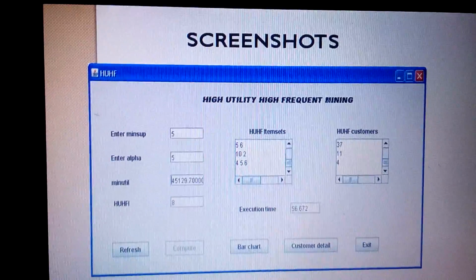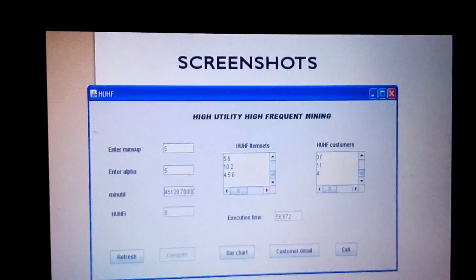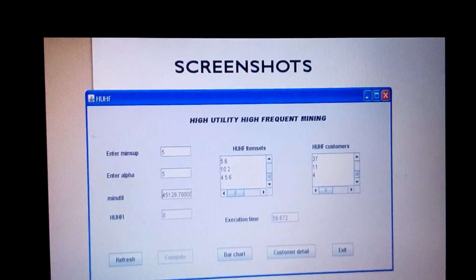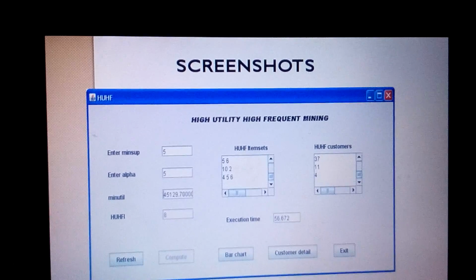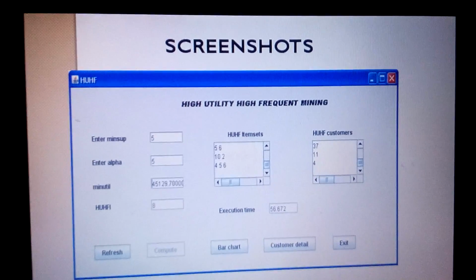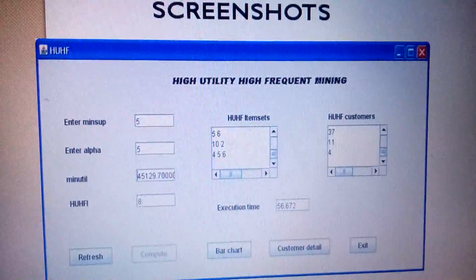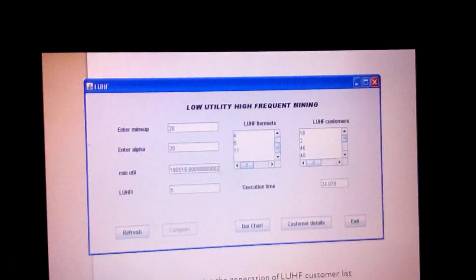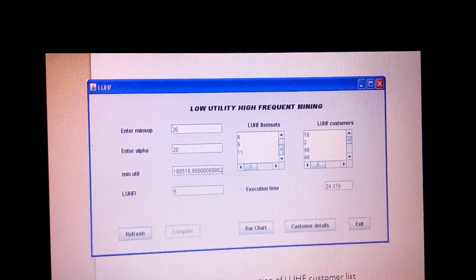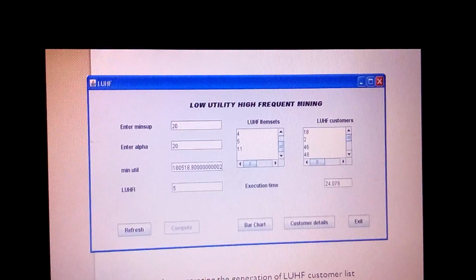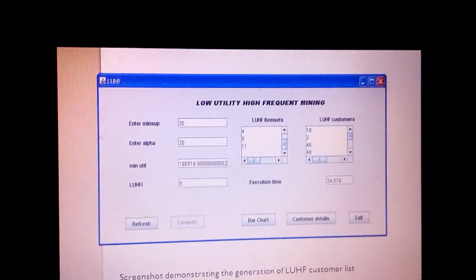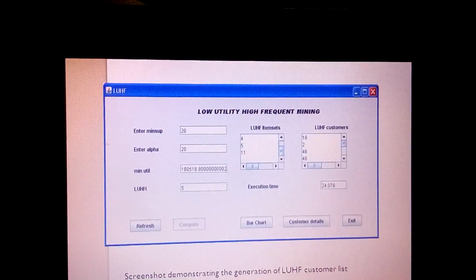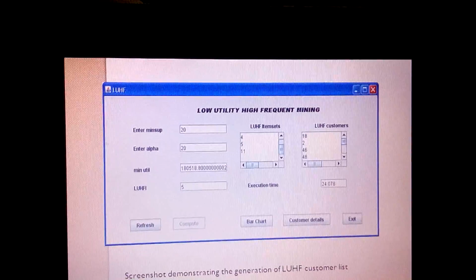That's it. If we give compute, the minimum utility, that is the profit amount, will be executed. HUHF itemsets is the number of itemsets which have been sold. HUHF customers is the number of customers who have bought these products. Similarly, low utility, high frequent mining: we have to enter the transaction as 20 and profit as 20. If we give compute, we'll get the profitable amount and the itemsets which have been bought by the customers and the itemsets which were sold today.